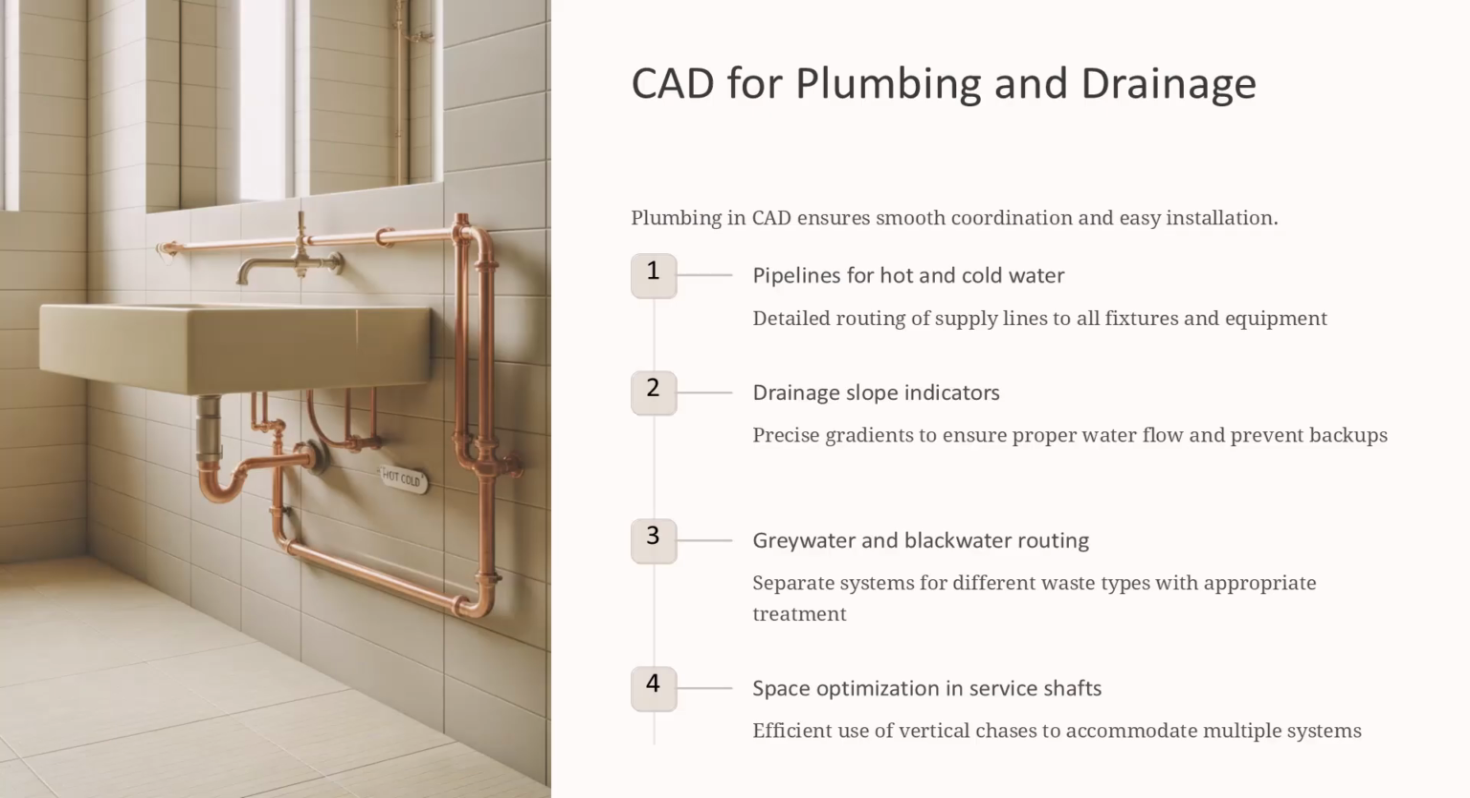CAD for plumbing and drainage. Let's now discuss CAD for plumbing and drainage. It provides detailed routing of hot and cold water lines. It ensures smooth flow by planning proper gradients. It separates graywater and blackwater systems. It optimizes service shaft use for multiple utilities.